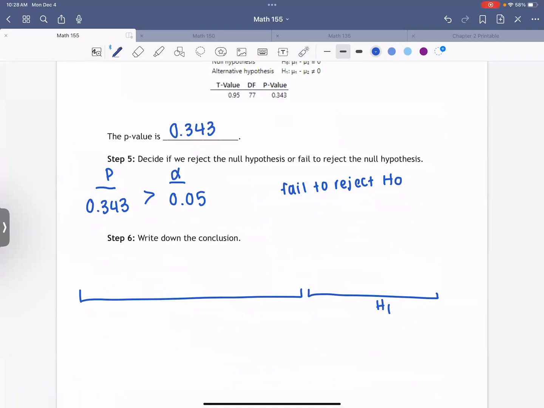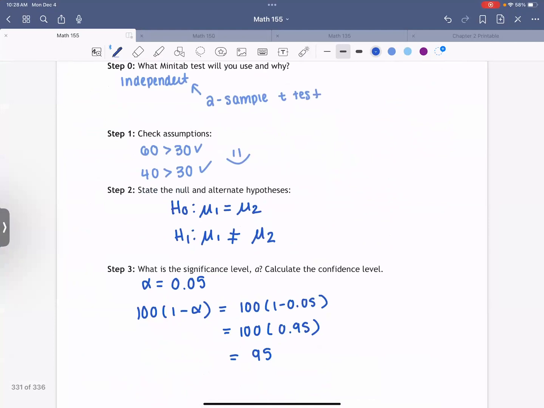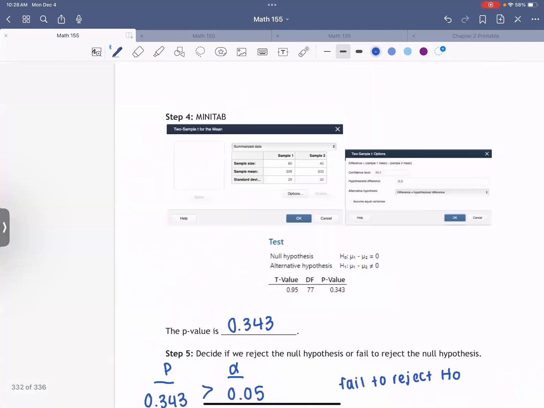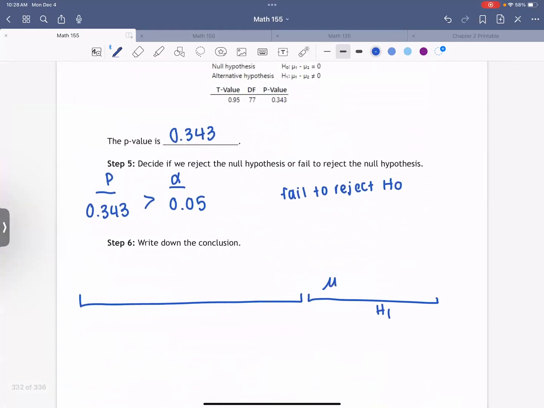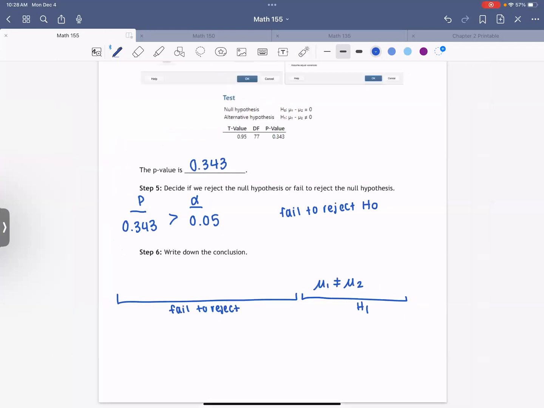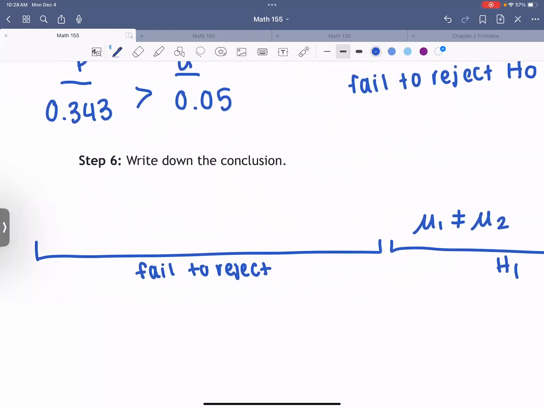Now, if we forget what H1 is, let's just peek back. H1 says mu1 is not equal to mu2, so I'm just going to write that down. Mu1 not equal to mu2, okay? Now, the beginning of the sentence depends on whether you fail to reject or reject. Since we're failing to reject, does anyone remember if it starts with "we conclude" or "not enough evidence"? There's not enough evidence. Good, not enough evidence.